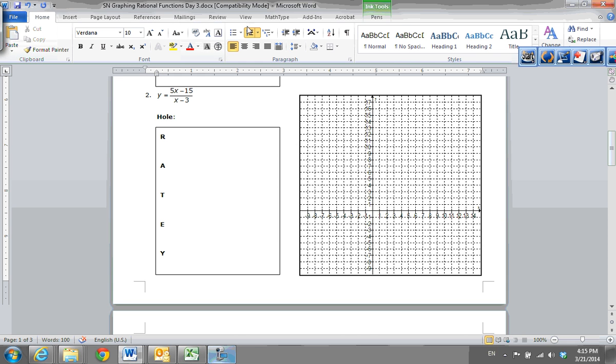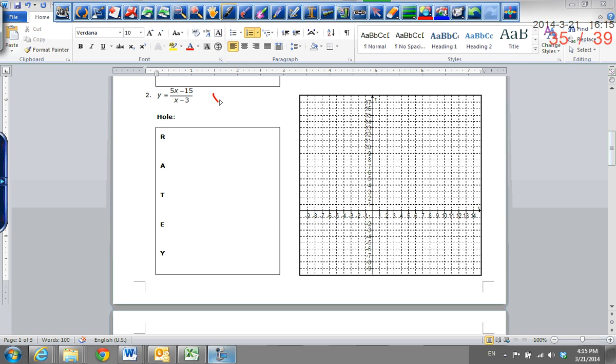Okay, so on number 2, we needed to factor the top. So we can take out a 5. And so I get x minus 3, and on bottom I get x minus 3. And look at that, they cancel out. So I just have the horizontal line y equals 5, and I have that removable discontinuity at 3, comma, and it's going to be at 5, right?